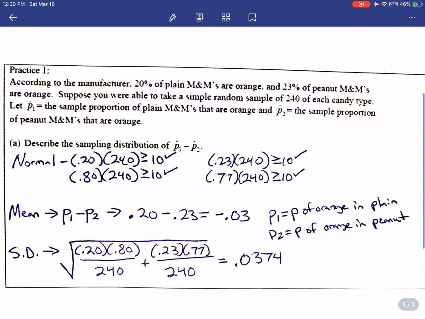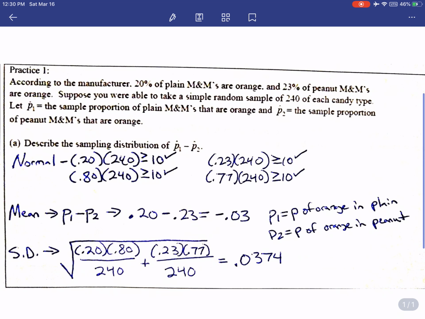Okay, so like you saw on the website, this is a problem that you should have done on your own. So we're just going to go through it quickly and check to make sure that you got everything right. We're trying to describe the sampling distribution for the proportion of orange M&Ms between plain M&Ms and then also peanut M&Ms.